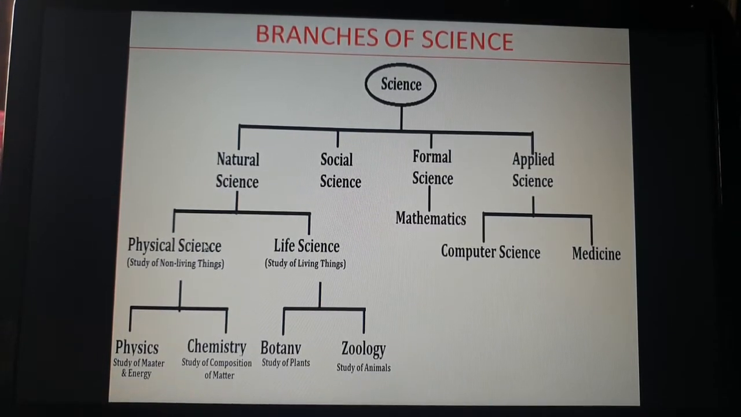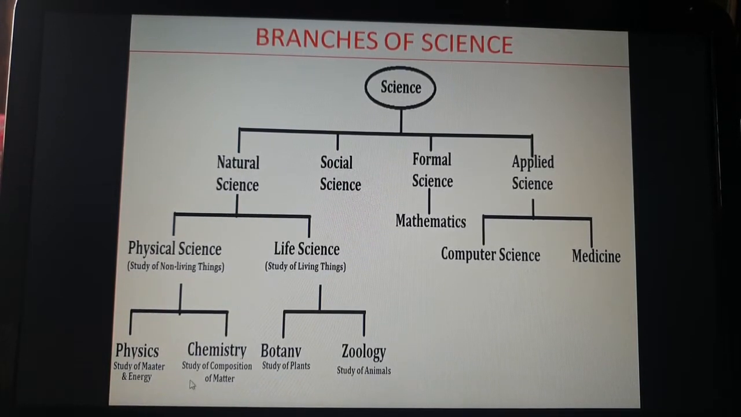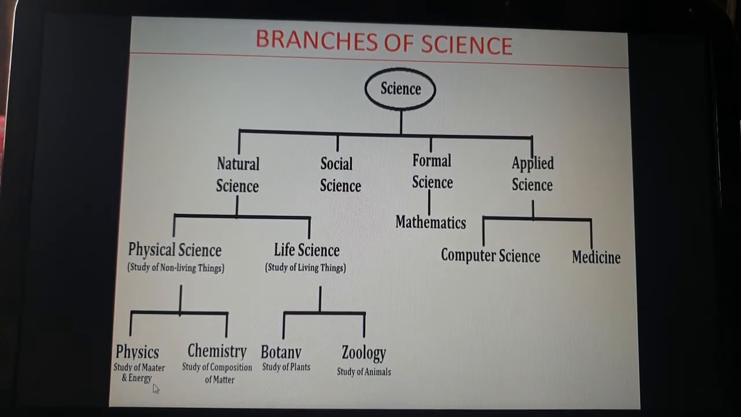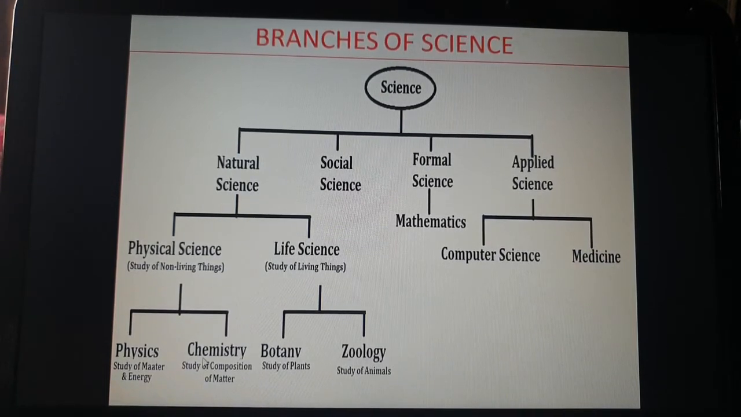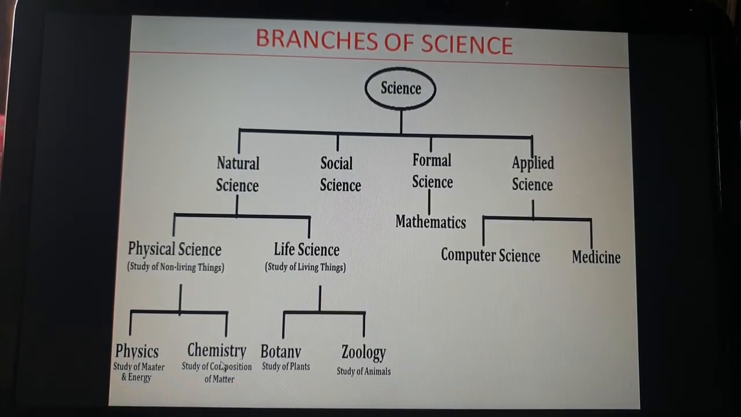Next, physical science, that is the study of non-living things, is further classified into two subcategories, as you can see here. The first is physics, that is the study of matter and energy, and second is chemistry, that is the study of composition of matter. So this is the further classification of physical science into physics and chemistry.